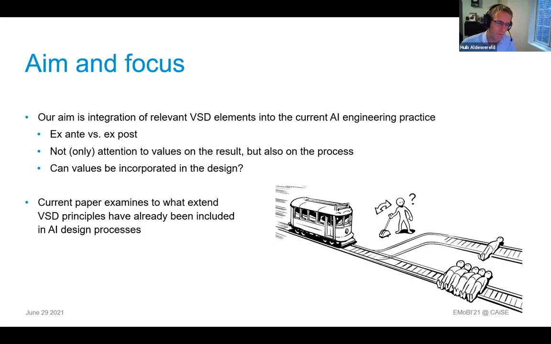In this paper, we really looked at, okay, so there is value-sensitive design. It's been around for 20 or so years. The ideas have been there for 20 or so years. How much of this has already been integrated into different design methodologies such that we can achieve indeed this value-oriented AI development?